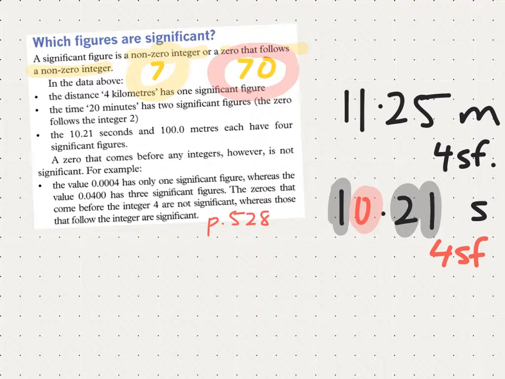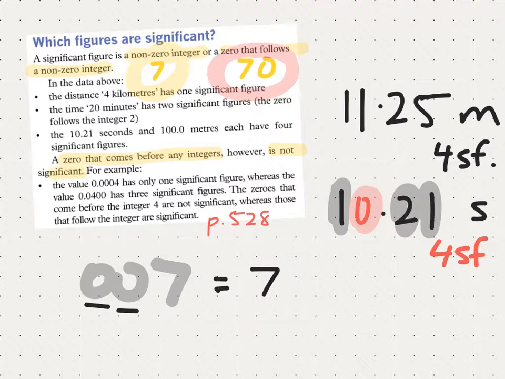This is a difference here. A 0 that comes before any integers, so on the left-hand side, is not significant. So, like your secret agent, your 007, why would you write these 2 zeros? It's dumb. It's just 7. So these 2 zeros are non-significant. So that's just 1 significant figure.